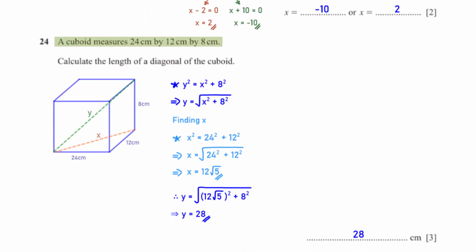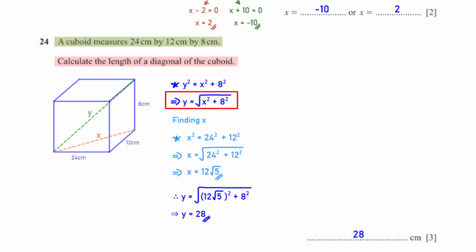A cuboid measures 24 centimeters by 12 centimeters by 8 centimeters. Calculate the length of a diagonal of the cuboid. In the illustration, we've labeled the diagonal of the cuboid as y. To get y, we apply the Pythagoras theorem. This gives us y squared equals x squared plus 8 squared. When we make y the subject, this is what we get.